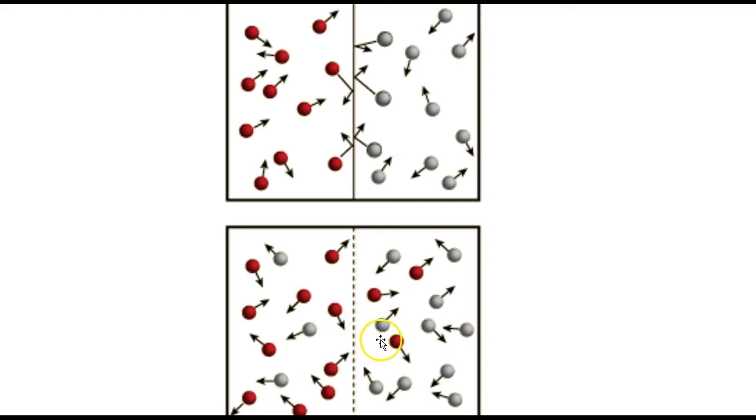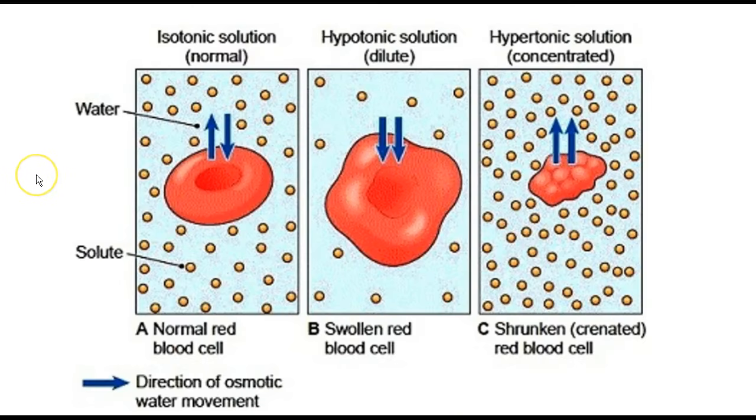It doesn't mean that once half of the red's over here and half of the white's over there that they stop. It just means that the mathematical likelihood that if one moves over here, another will move back, they tend to be the same. So here's an example you've probably seen in A&P or other classes that kind of shows you that idea. And this is a red blood cell.